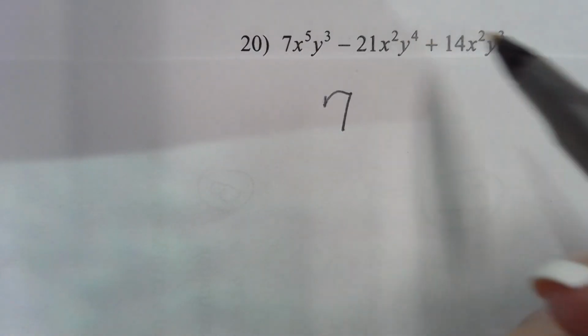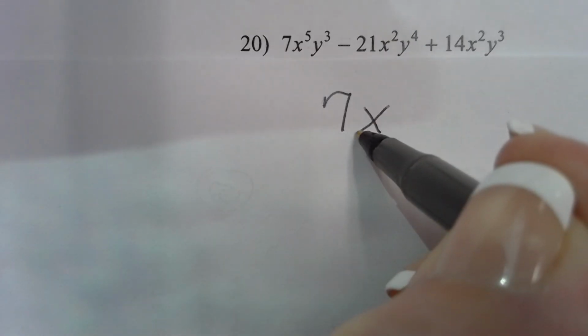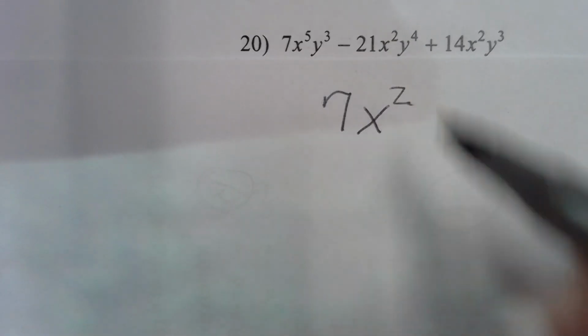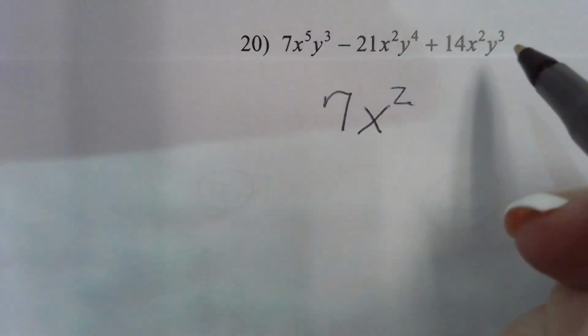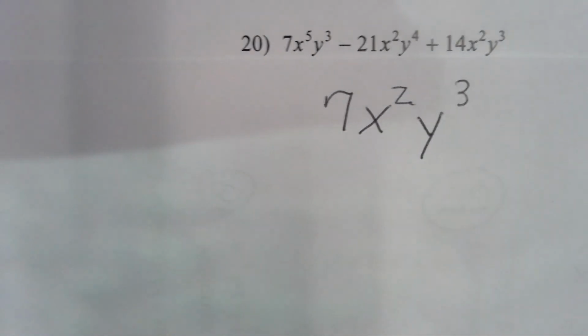X's, I check to see if they're in all of them. They are. They have to be in all of them to be a common factor. I pick the smallest power. Y's, they're in all of them. I pick the smallest power. 7x squared y to the 3rd is the greatest common factor.